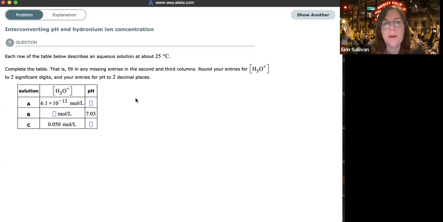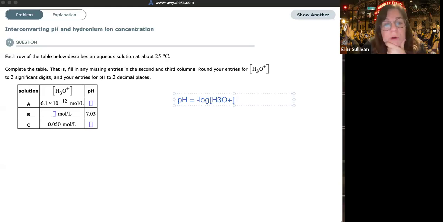Interconverting pH and hydronium ion concentration. So the relationship you need: p always means minus log of. So pH literally stands for the negative base 10 log of hydrogen, in which case it's talking about the concentration of the proton, the hydronium ion concentration. So pH is minus base 10 log of the concentration of hydronium. So that's the equation we need.